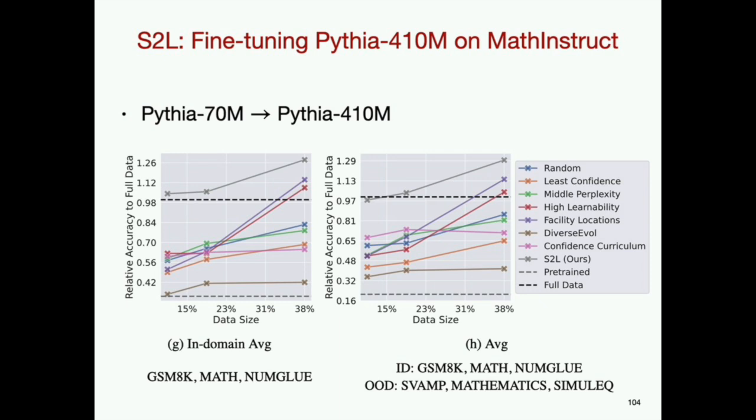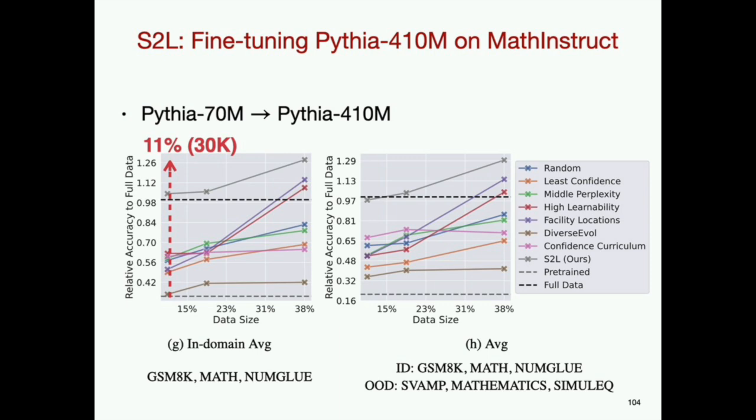The x-axis is the data size, the percentage of the data that we selected with our method and different existing heuristics. And the black dashed line is the accuracy of fine-tuning on the full data. So you see that our proxy model is Pythia 70 million. We are selecting data with that to train the larger Pythia 410 million. Only by selecting 11% of the data, meaning 30K examples, we can already outperform fine-tuning on the full data.